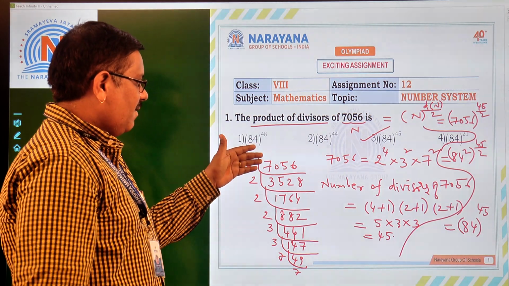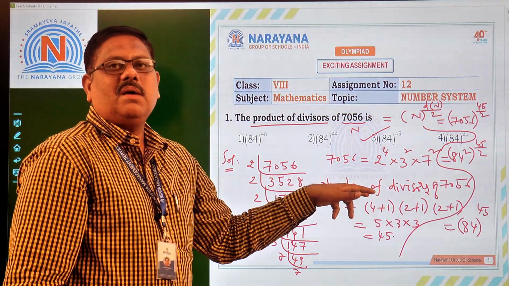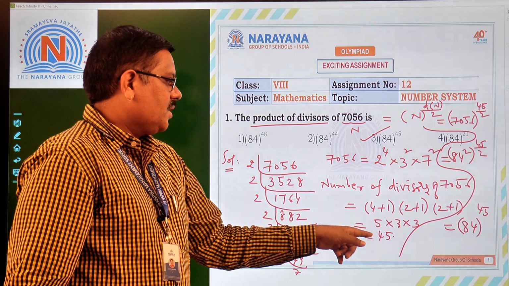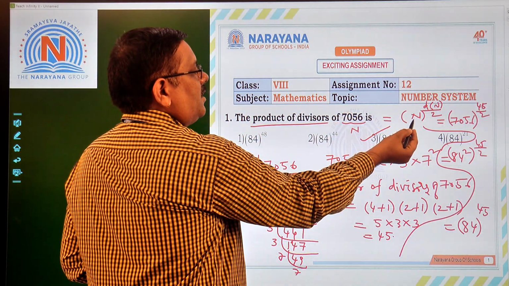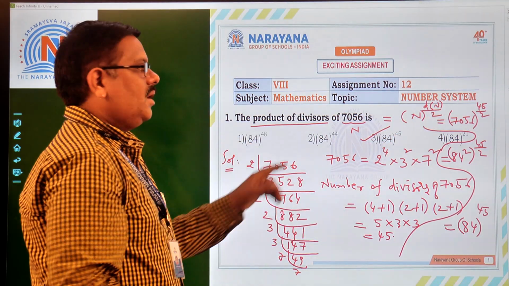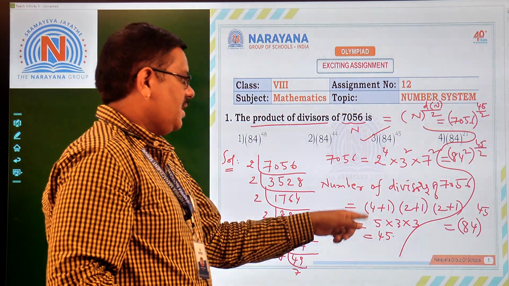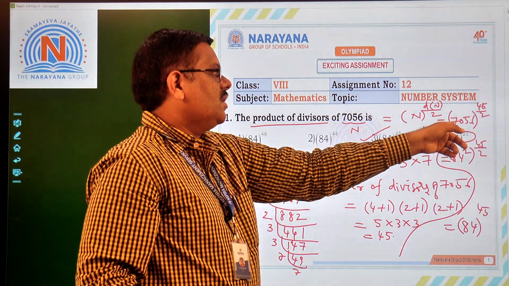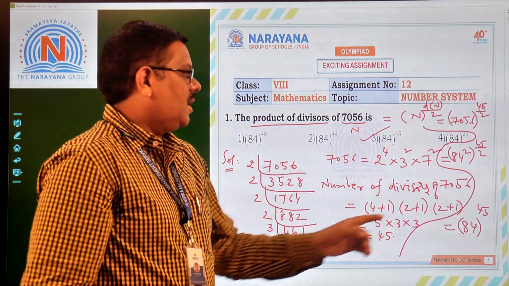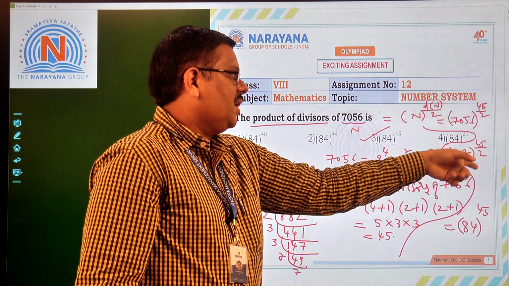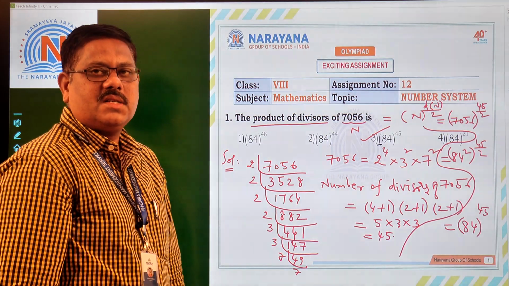Anyway, what is the procedure? First the given number we converted as a product of primes. Next we found its number of divisors or number of factors, so we got it as 45. The product of the divisors of a given n is n to the power of d(n) by 2. Replacing n with 7056 and d(n) with 45, we have 7056 to the power of 45 by 2, but 7056 is nothing but 84 square. So 84 square to the power of 45 by 2 results in the answer 84 to the power of 45, which is the third option.